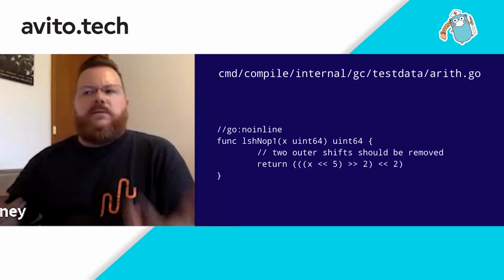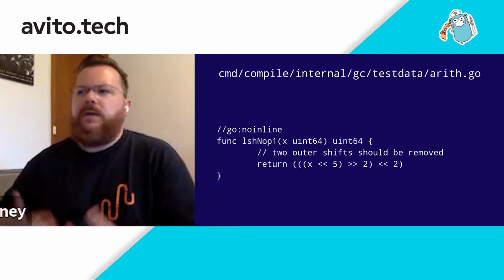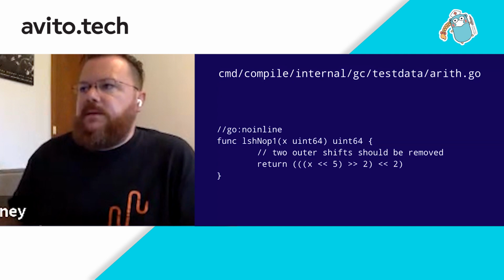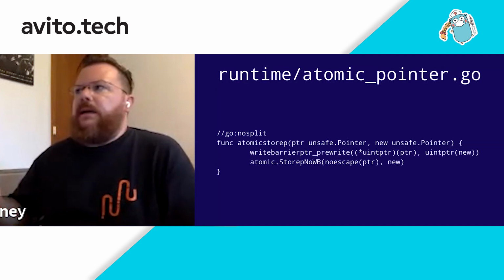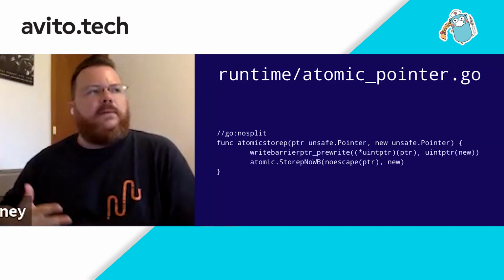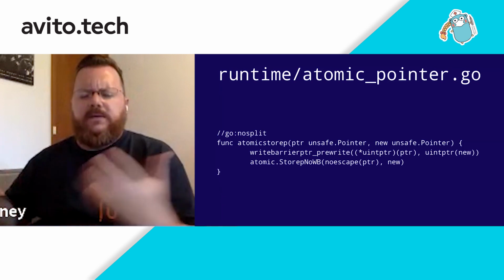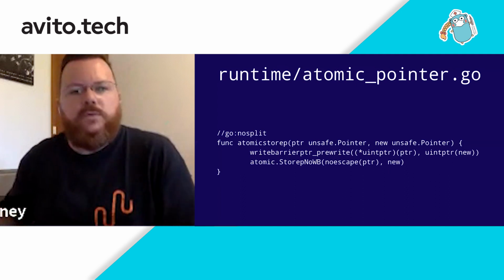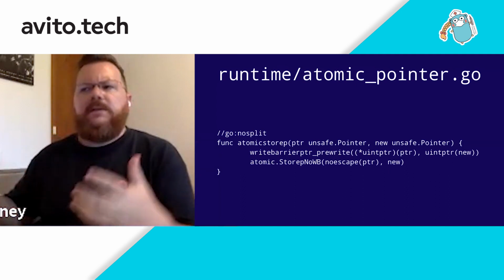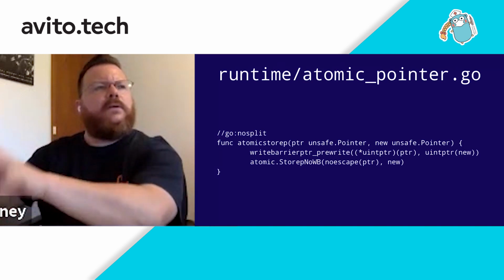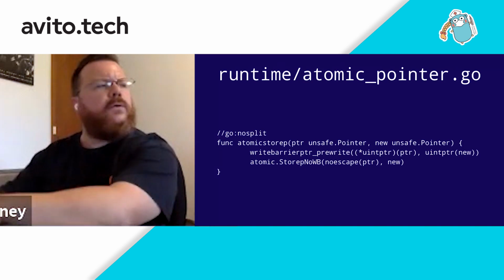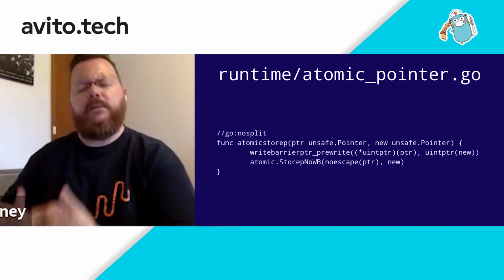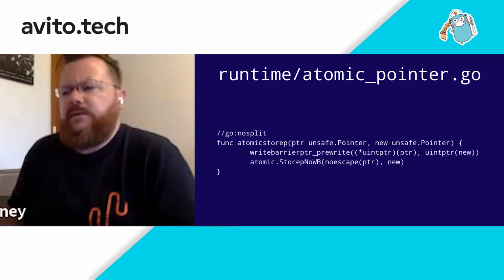In some internal test data inside the compiler, we have an example of no inline, which we'll talk about a little bit later. It's one of the examples. In something to do with the atomic storing of pointers, which is part of the garbage collector, we have an example of no split. We'll talk about that later again. You can see that these are in use. If you have the Go source code, you can go and look for them now, and you'll find them, not all through the compiler, but there will be a healthy selection of them.